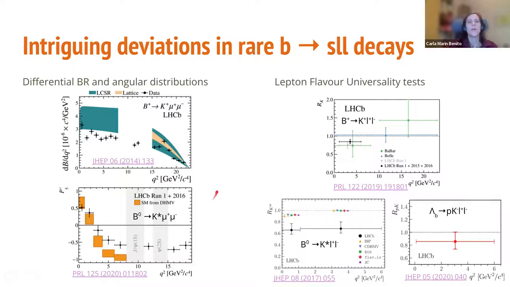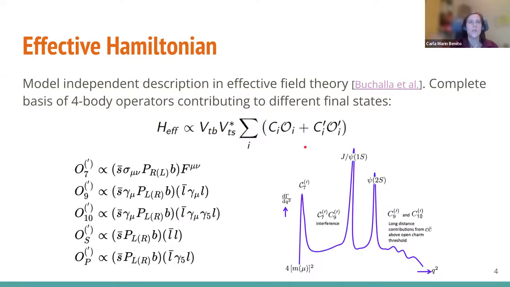Now, on the other hand, we have some observables that are much cleaner in the standard model predictions, which are what we call lepton flavour universality tests, that basically test the proportions between the same decay with different leptons in the final state. And you can see here recent results from LHCb in the modes B to K ll, B0 to K star ll, and Lambda b to p K ll. And you can see that the three of them actually give lower results than the standard model universal prediction, although with different significances.